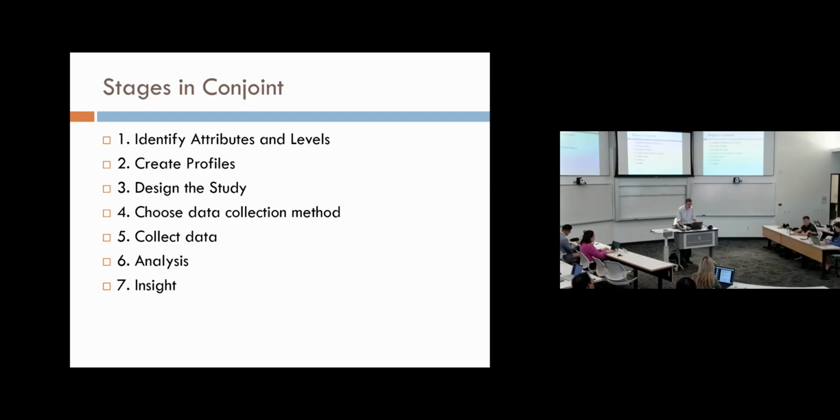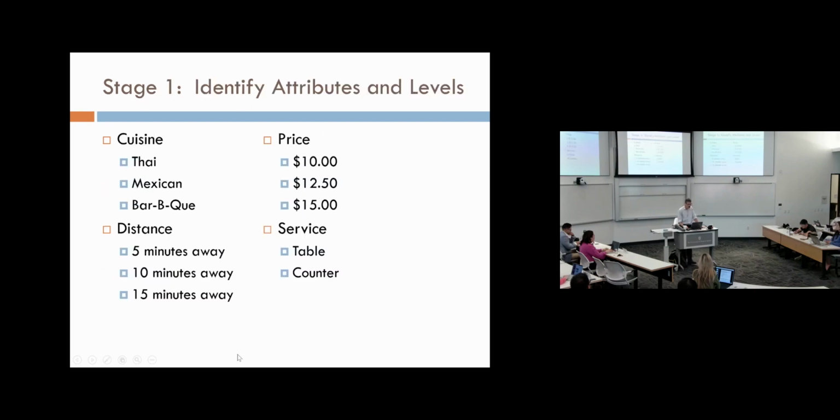Alright, so let's do this. Okay, so then, after I create the profiles, I'll design the study, and I'll talk to you a little bit about that, and I'm going to choose the data collection method, then I collect the data, then I do my analysis, and then from there I get insight. So the conjoint analysis is a series of stages. To Sri's point, it includes in the analysis point 6, that's the part where I'm going to employ the ordinary least squares regression in this case, or maybe I would use a logistic regression or MANOVA. But conjoint analysis involves this entire process of identifying the attributes and creating the profiles.